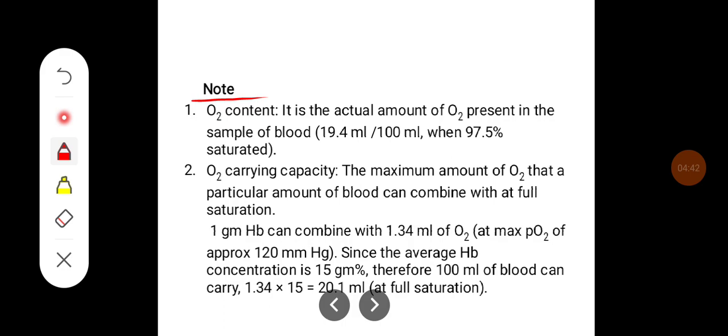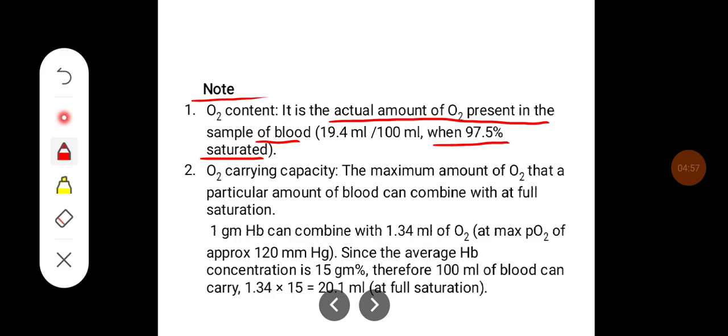Oxygen content. It is the actual amount of oxygen present in the sample of blood, that is 19.4 ml per 100 ml when it is 97.5% saturated.